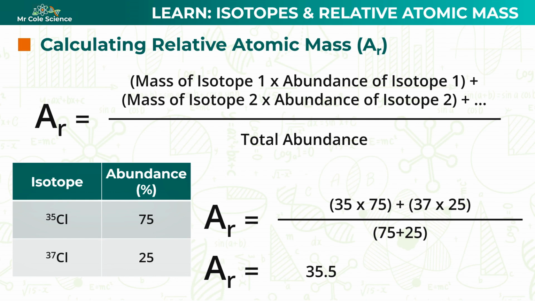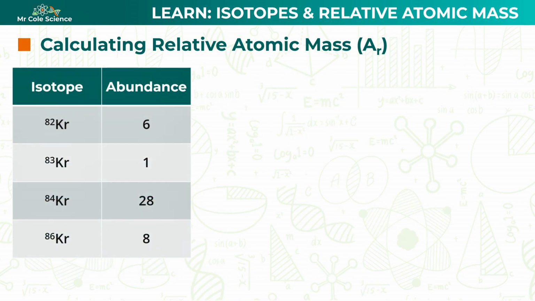Hopefully that now looks less intimidating than it did before, but let's work through another example to make sure we've got it fully sorted. I'd suggest pausing the video here and having a go at calculating the relative atomic mass yourself first. Give your answer to 1 decimal place.